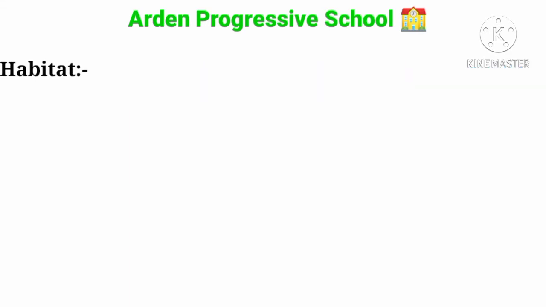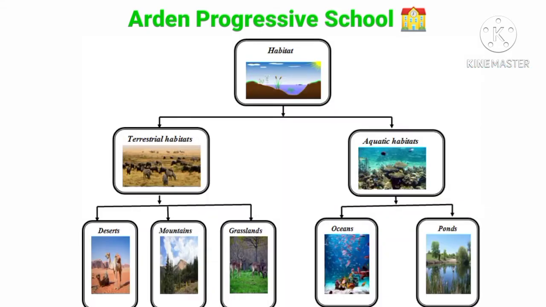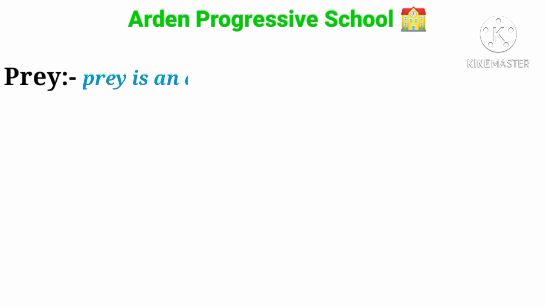Okay. Now next is habitat. The place where organisms live is called habitat. Now there are different types of habitat, that is terrestrial habitat and aquatic habitat. Terrestrial habitats are of different types, that is desert, mountain and grassland. In the same way, aquatic habitats are of different types, that is oceans and ponds. Okay, so on the basis of where the animals live, the habitat also varies.